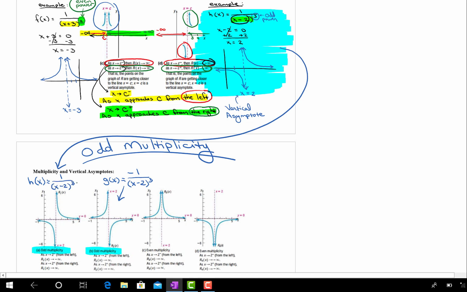Whereas the first one, our h of x, I'm just going to copy down our last example that we did right here, this one, right? It looks exactly the same as the last one that we just did.